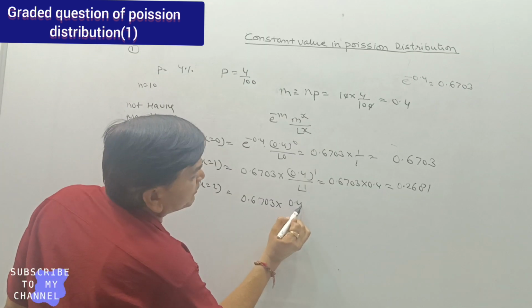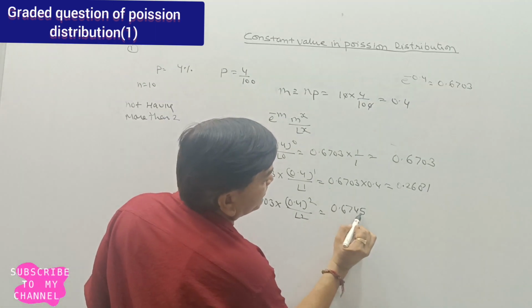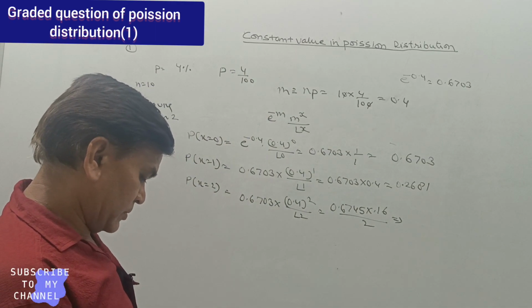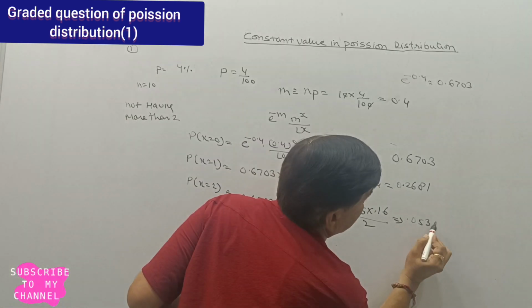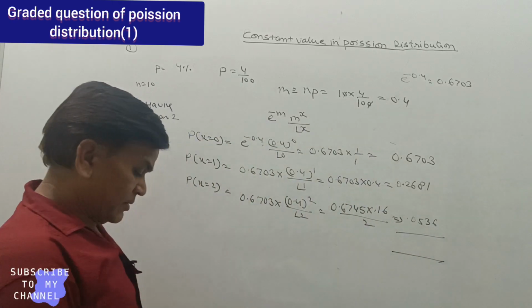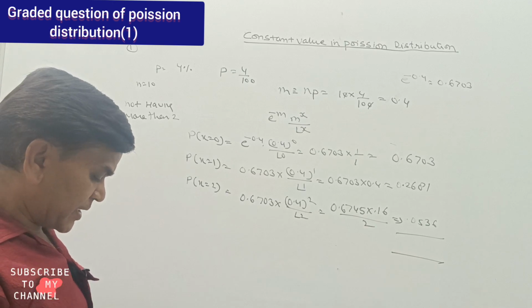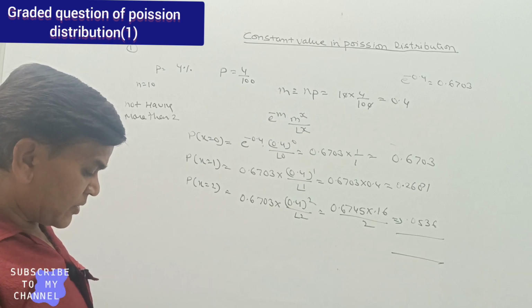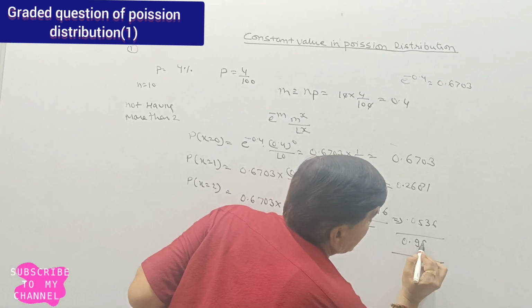that is 0.6703 multiply 0.4 raised to power 2, divided by 2. So 0.6703 multiply 0.16 divided by 2 is 0.0536. So up to 2 defective: 0.6703 plus 0.2681 plus 0.0536. So the total is 0.9920.